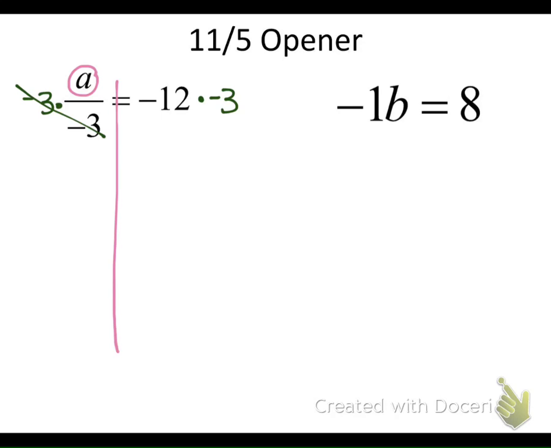Now on my left side, I have the variable by itself, so I have A. I put my equal sign on the line of equality. Then I multiply -12 times -3 to get 36. Two negatives equal a positive, so it's a positive 36. And I'm going to box my answer.